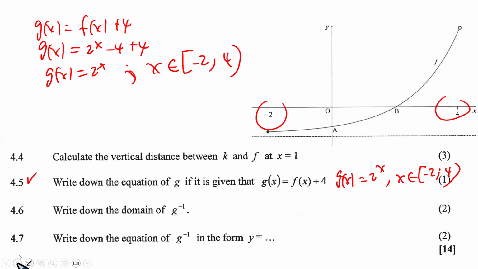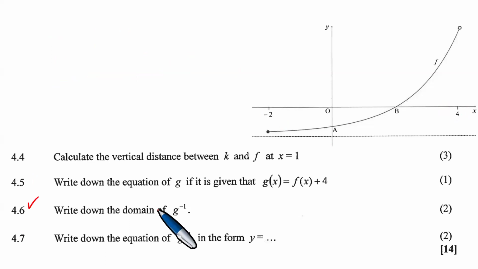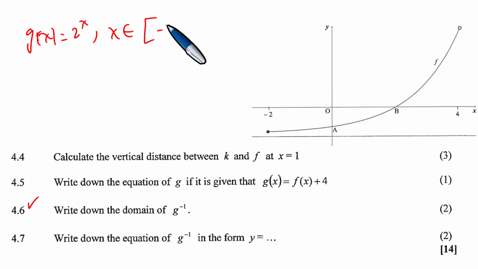Next point, 4.6. Write down the domain of g inverse. Right, the domain of g inverse is as follows. A couple of things to consider. We must therefore first determine the range of g. So we saw that g of x is 2 to the power x when the function itself is from -2 to 4, like so. And so now what is the range? Let us find the range of g.